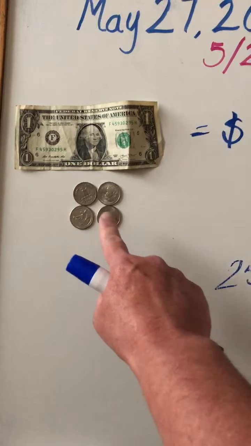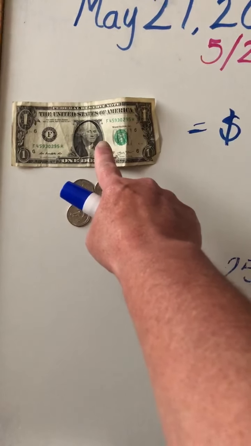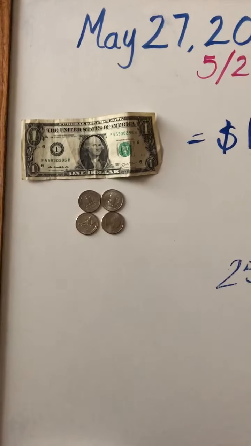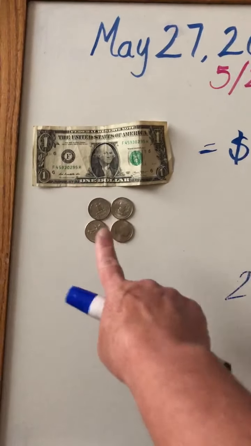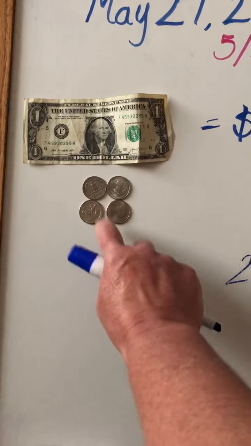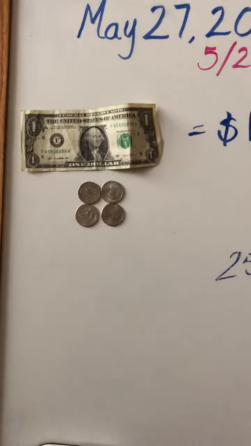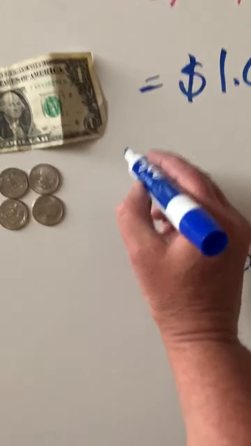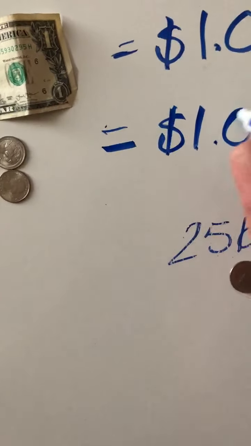And 100 cents is the same as $1, isn't it? Because that is what $1 is worth. 100 cents. That could be 100 pennies. It could be 10 dimes. Or look at this. It's only 4 quarters. 4 quarters are the same as $1 because they're worth 25 cents each. So 4 quarters does also equal $1.